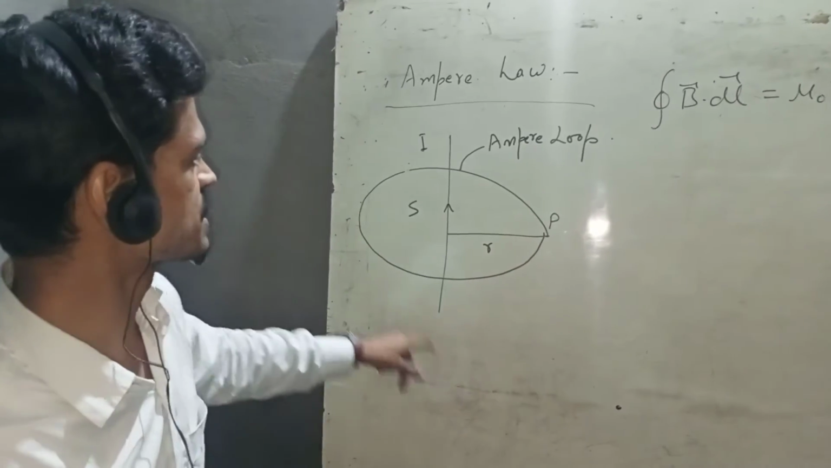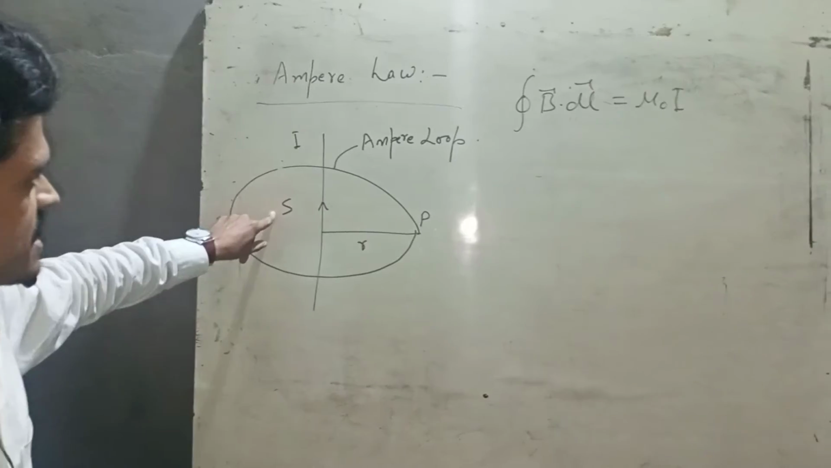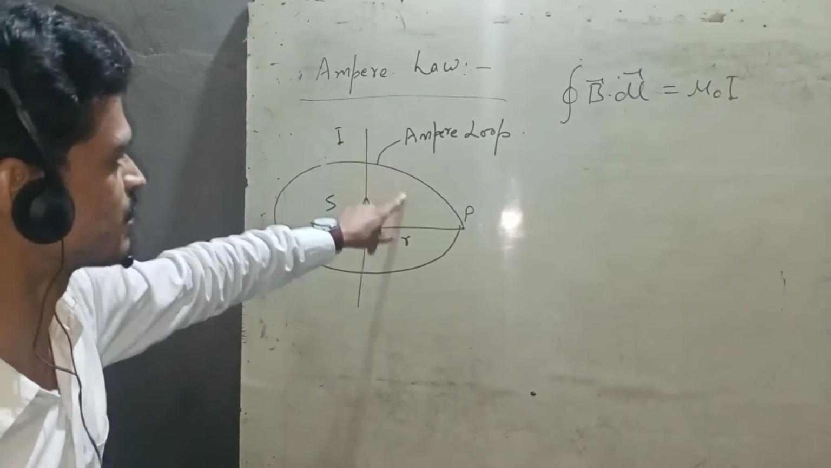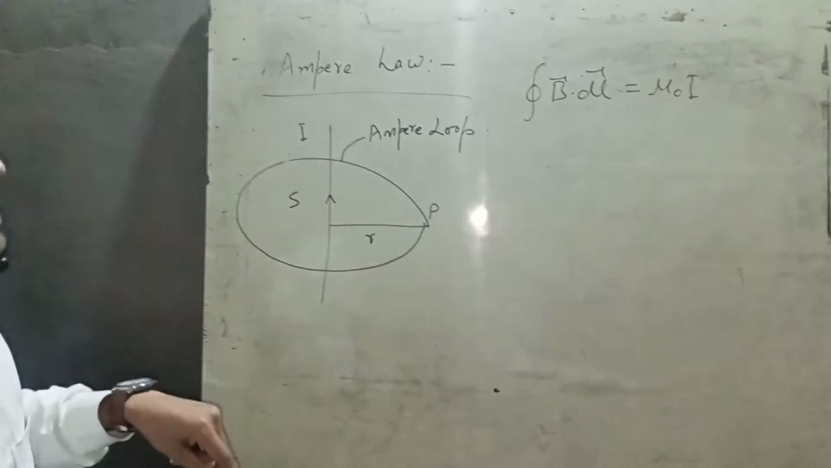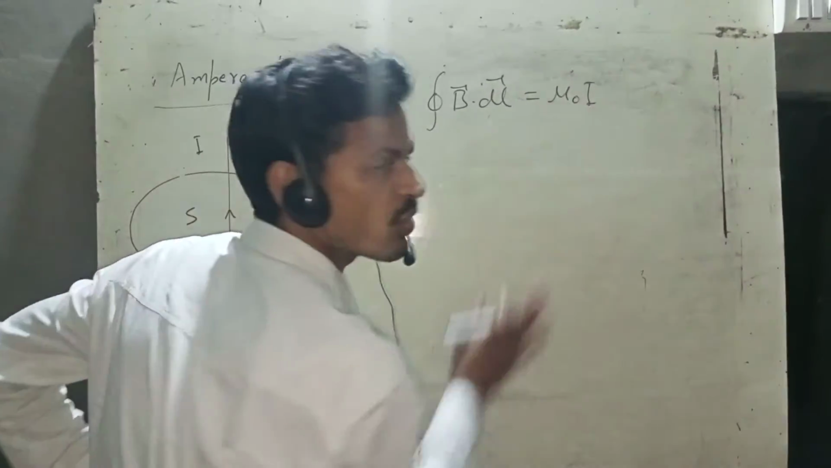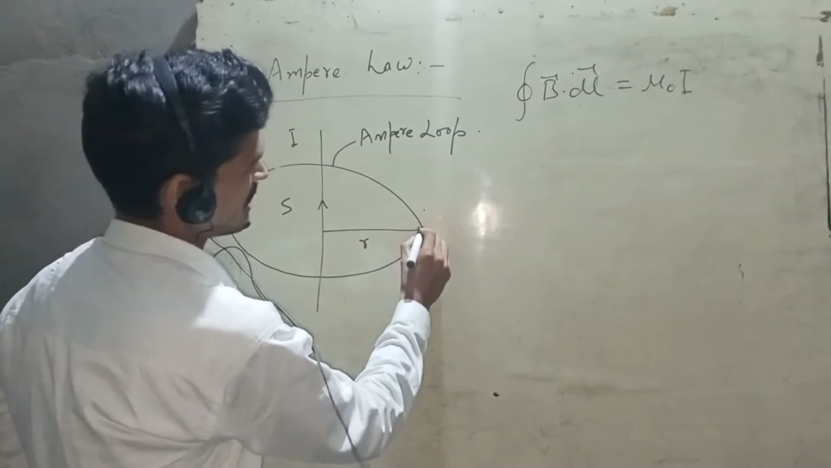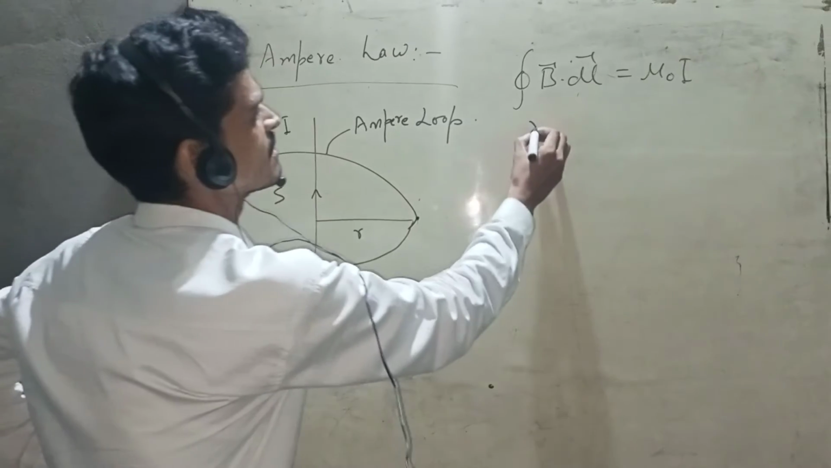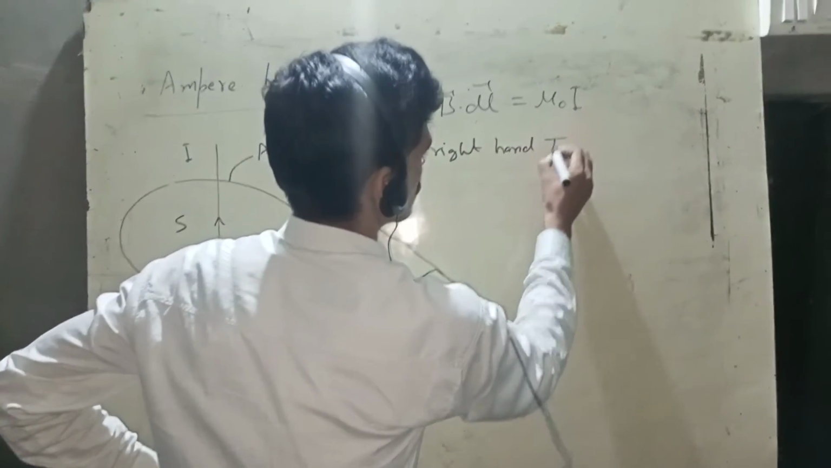Suppose I consider a surface which is surrounded by a boundary called the Ampere loop. Then Ampere's law states that the closed integral of B dot dl is equal to mu 0 I, where B is the magnetic field at the point. How can we find the magnetic field at this point? Using the right hand thumb rule.